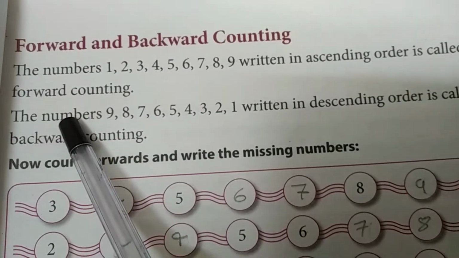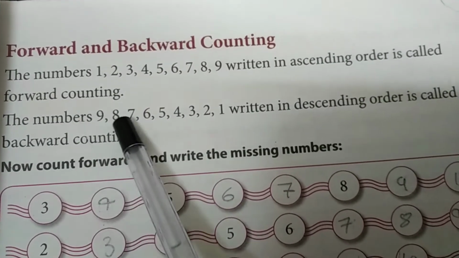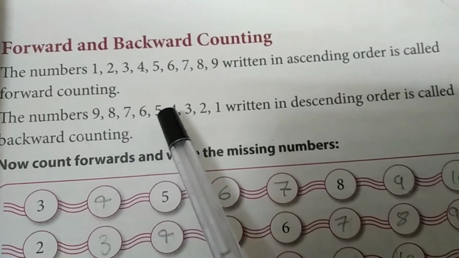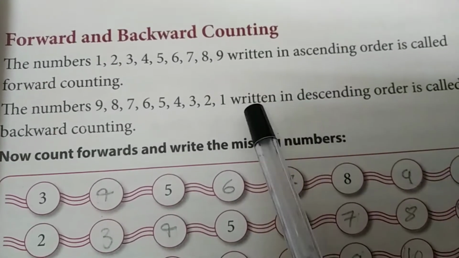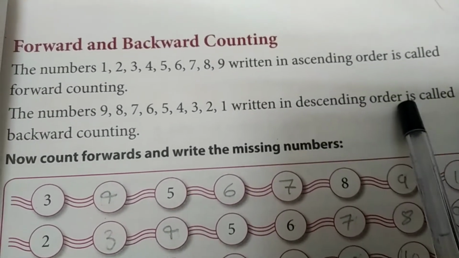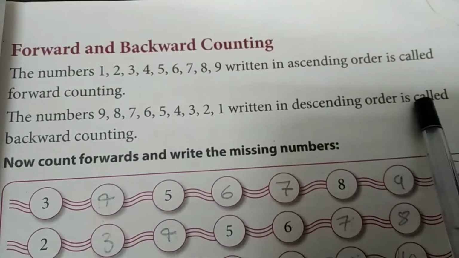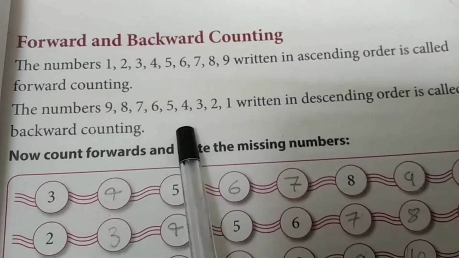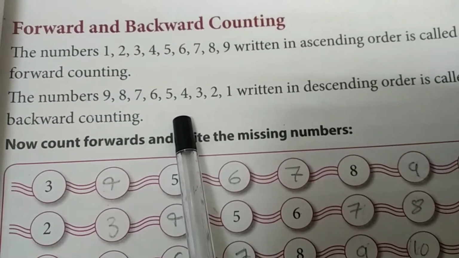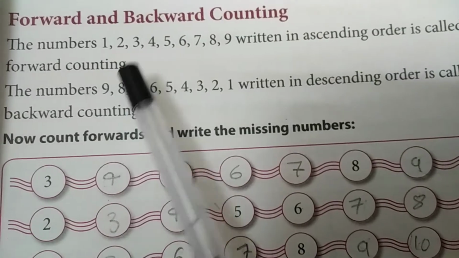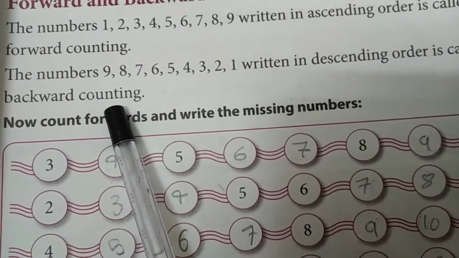But if we are counting in the opposite order, that is the numbers from 9, 8, 7, 6, 5, 4, 3, 2, 1. That means the rocket counting, okay? Written in descending order. That means what? Biggest to smallest is called backward counting. Okay children, that means normally how we are walking is forward counting. Sometimes you walk backward, right? Yes, that is called backward counting.